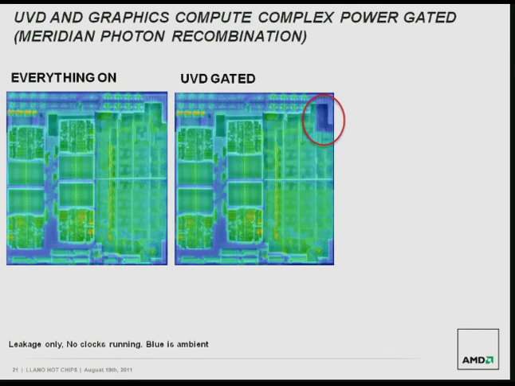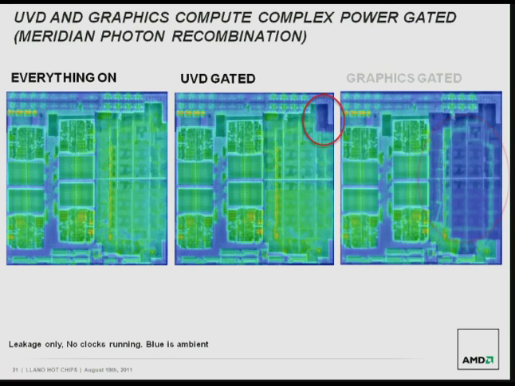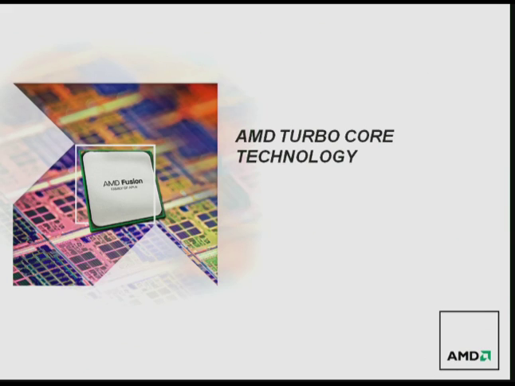You can see that we've taken the UVD core and turned it off, and you can see a significant difference in terms of the emissions associated with the power gated core. And then if we look at the graphics core itself and we turn that off, again, you can see the benefit of it.